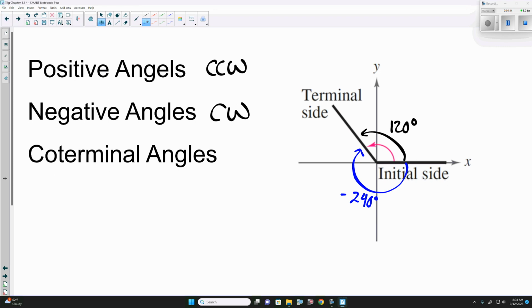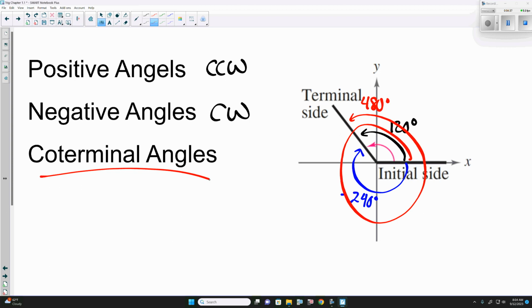Now, what is the measure of a circle? A full circle is 360 degrees. So going here, we said is 120. Here's 360. 480 degrees would also be considered a coterminal angle. We can go all the way around and get back to it. So the number of coterminal angles that we can have is almost infinite, because we can keep going around and getting to it. Questions on positive, negative, and coterminal?